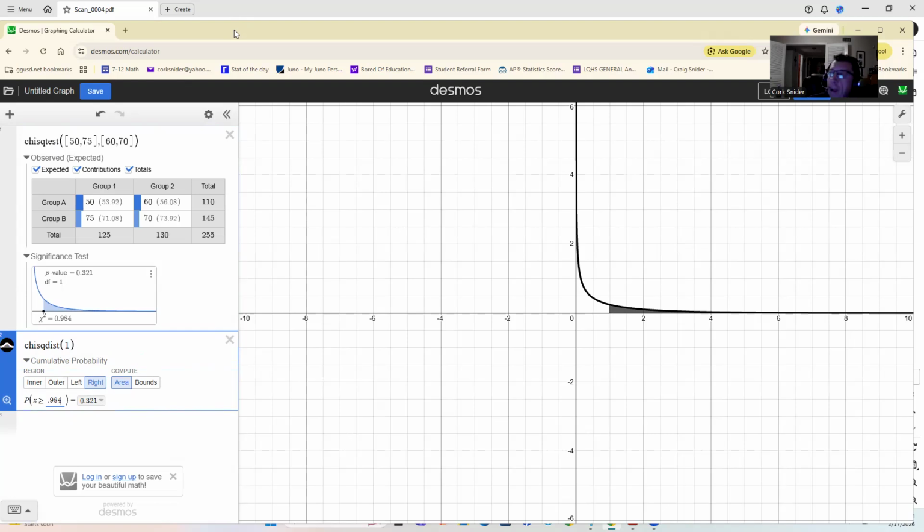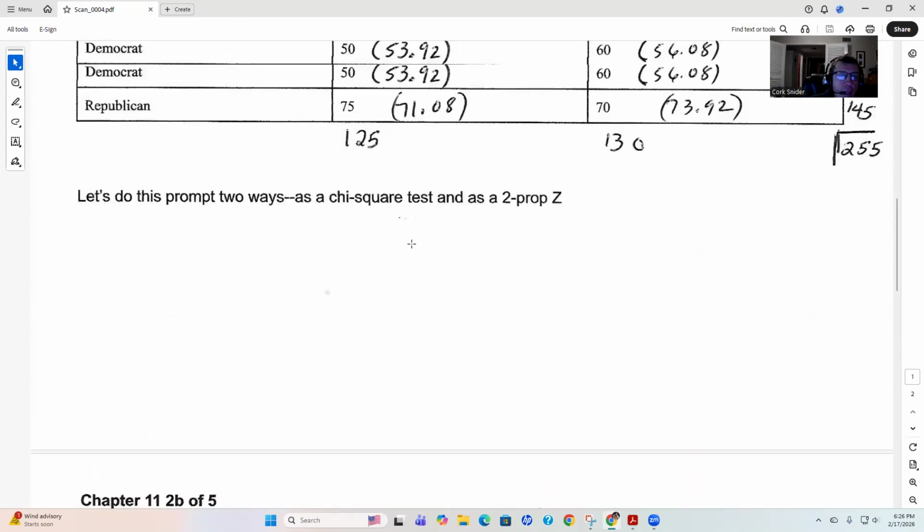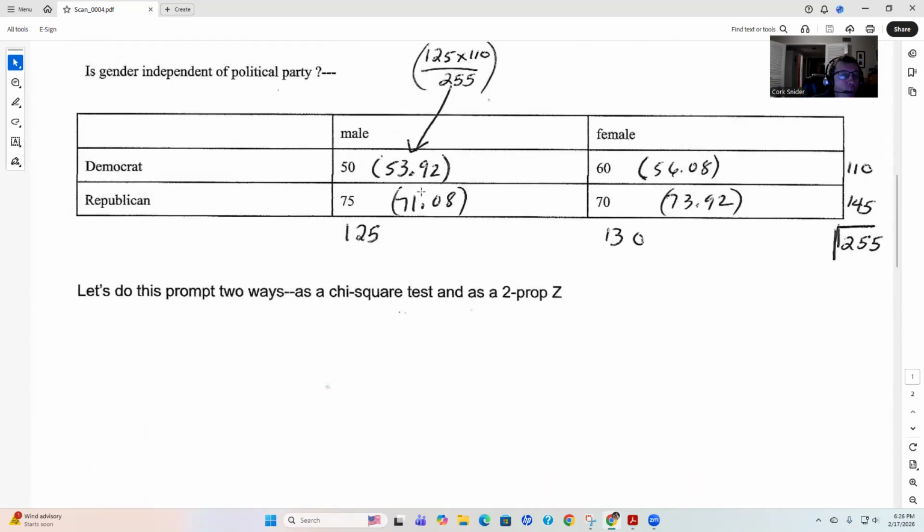Now this is going to be cool. I'm going to go back to the last chapter now. When you have a 2 by 2 table like we have here, you can also do this as a proportion test. It's the only time that you can run a 2-prop z-test and a chi-square test at the same time, as the 2 by 2 table. And I'm going to do this through the eyes of the Democratic Party. So the percentage of males that's Democrat in the table is 50 out of 125, which is like 40%. And the percentage of females that are Democrat is 60 out of 130, which is like 46%. Are those significantly different?